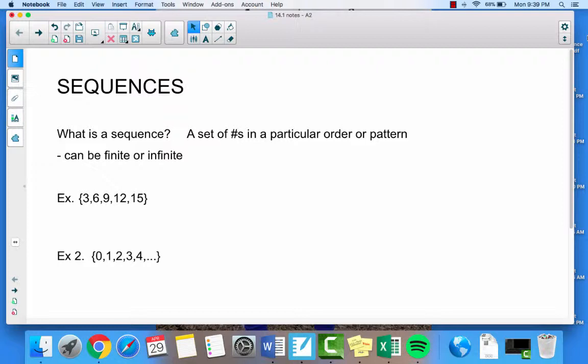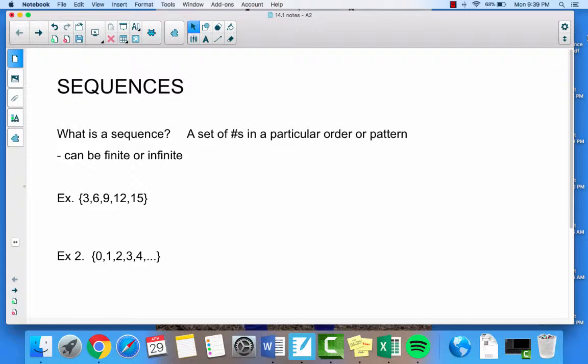We're going to go ahead and start off with what a sequence is and the different parts of it, and then we're going to get into two different types of sequences that are going to be useful today. So a sequence is just a set of numbers that are in a particular order or in a pattern, and they can be finite or infinite. Finite meaning that the sequence stops at a number, and infinite meaning that it goes on forever.